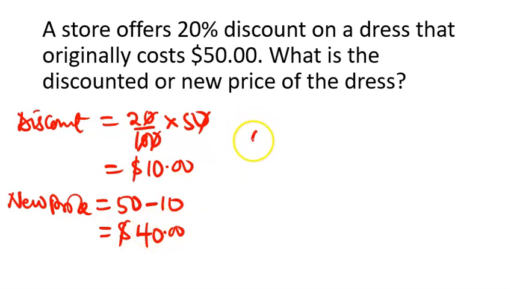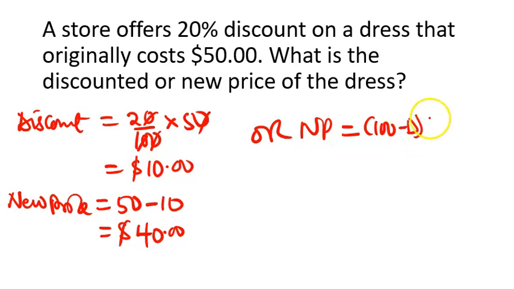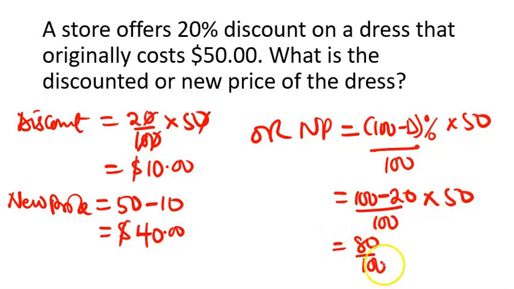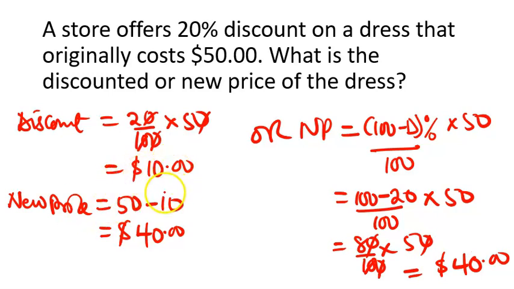Okay, in case you want to use the formula, we said that the new price is equal to (100 minus discount percent) over 100 times the original price. This is (100 minus 20) over 100 times 50. So we are having 80 over 100 times 50, where 0 will cancel 0. 8 times 5, then we are getting $40. So you can use the formula and you can use the analytical approach.